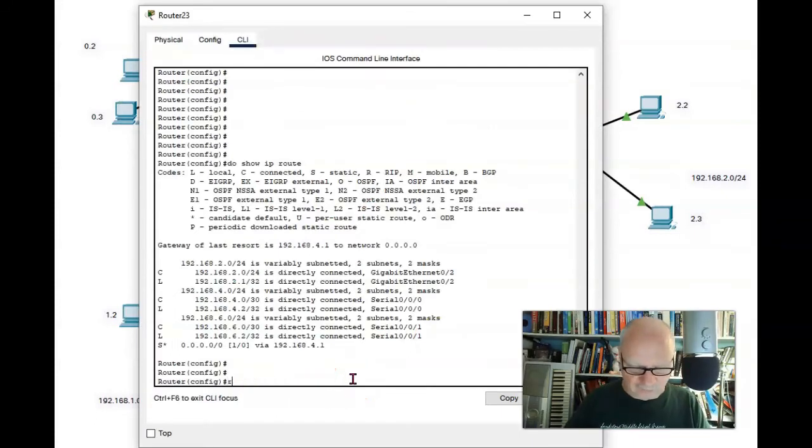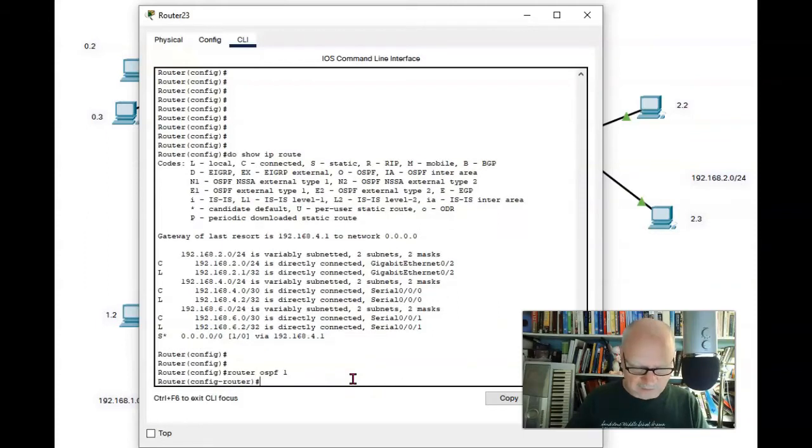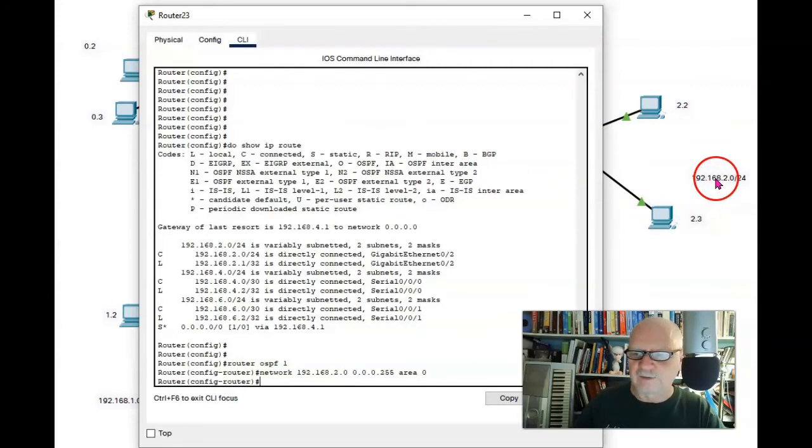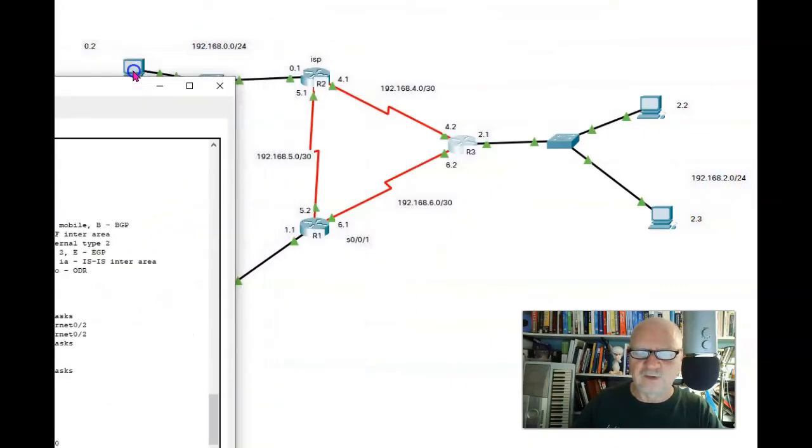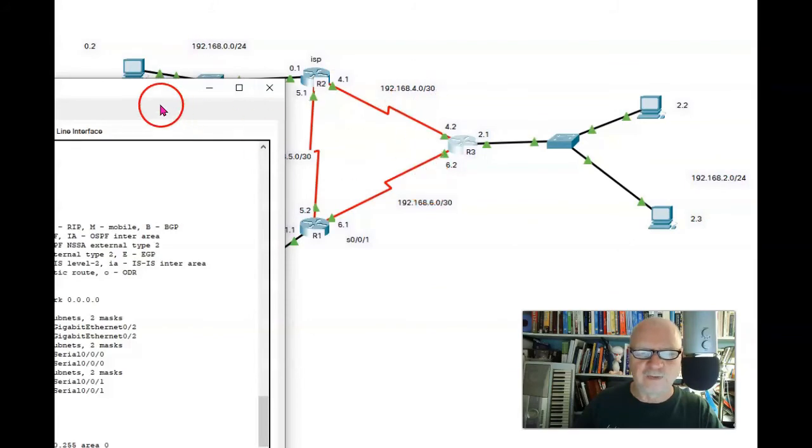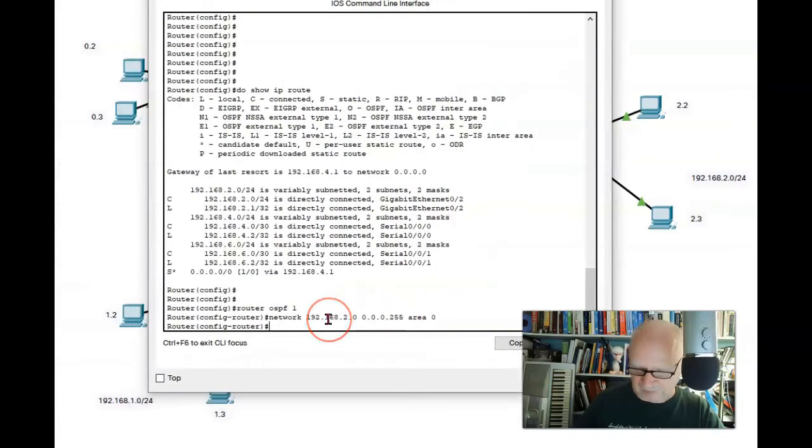So let's turn on router OSPF 1. Network 192.168.2.0, 0.0.0.255, area 0. All right, that's for this network over here, the 2 network. And then we also need to tell the other routers about the 4 and the 6 network. So let's do that.